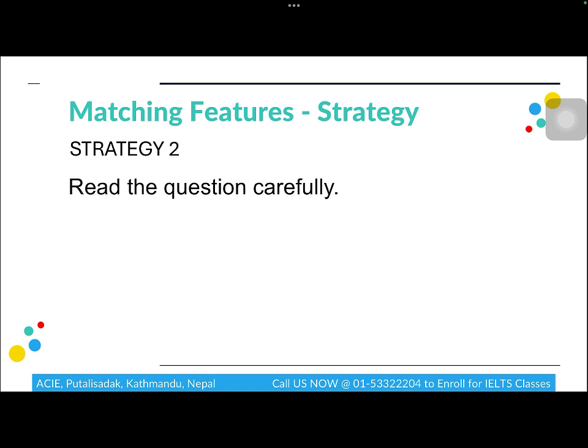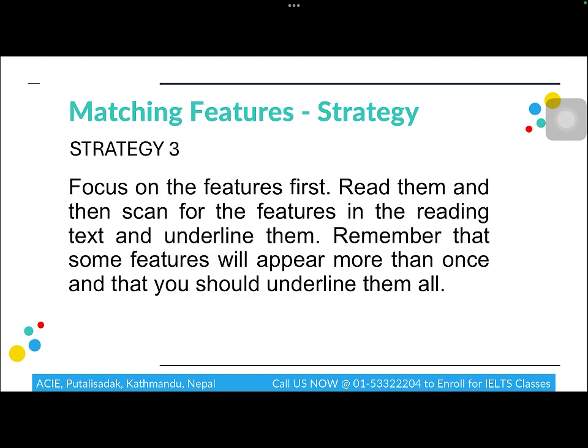Another common strategy among all the question types is obviously to read the question very carefully, first of all, along with the instructions as to what they are asking you to do. Then we will quickly look at a sample for this question type as well. But another important strategy is to look at the features that have been given in the question. The features can be any kind of names or nouns in context to the information that has been given in the passage, and you are required to look at these features first and read them, and then scan for the features in the reading text and underline them. Remember that some features will appear more than once and that you should underline them all, right?